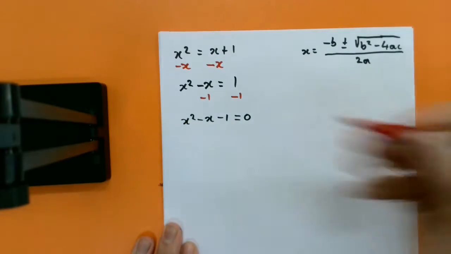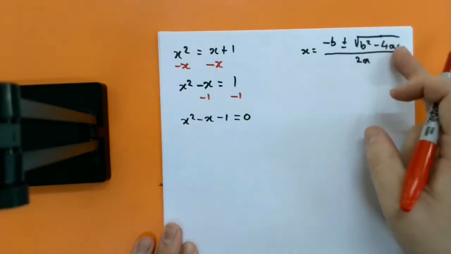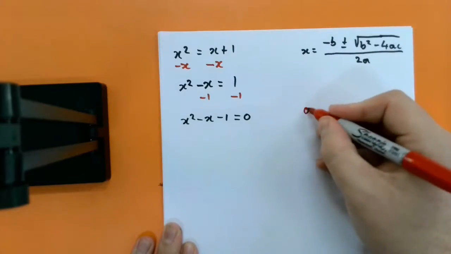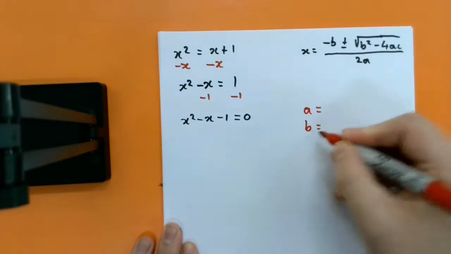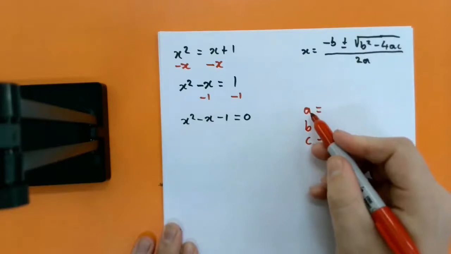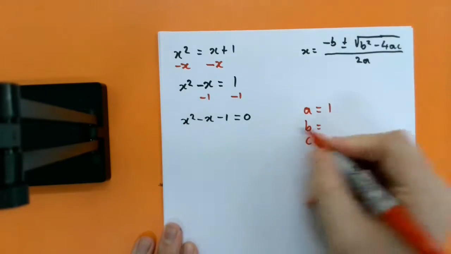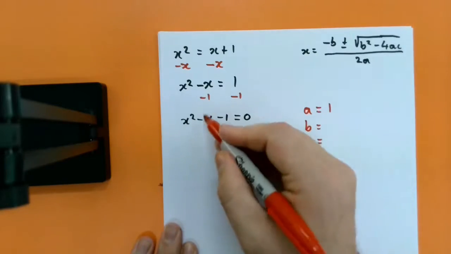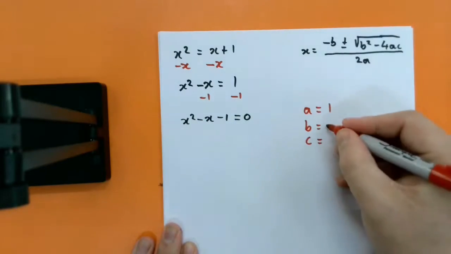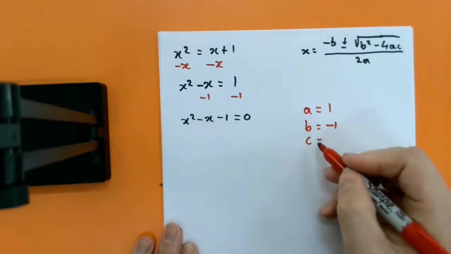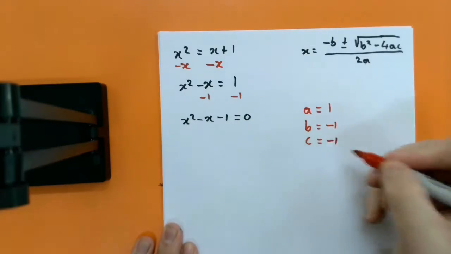What we can do is start to use the quadratic equation formula by identifying our coefficients, a, b, and c. The coefficient a was of the x squared term. You'll notice that we just have a 1 there. For b, it's the coefficient of the x, and while we don't write it, there's actually a negative 1 in there. And again, the constant term, c, is equal to negative 1.